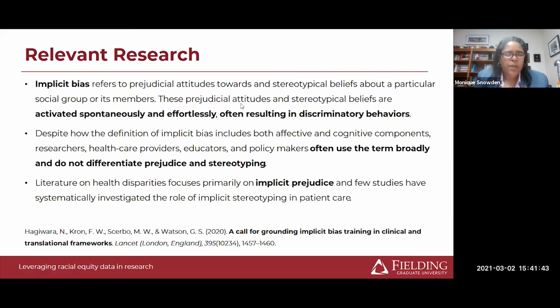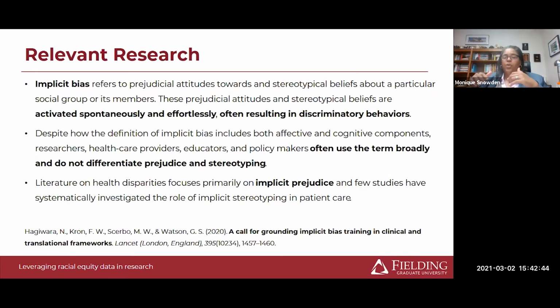So I have one other study here that I want to share with you, and this one is really related to clinical and translational frameworks. It's a call for grounding implicit bias training in clinical and translational frameworks. A really interesting study that said that perhaps the clinical and translational framework itself might be a framework for looking at how to get at implicit bias and associated training. Interesting in this study in particular was that it referred to prejudicial attitudes and stereotypical beliefs. And this one pushed things a little further than we sometimes see, and says that prejudicial attitudes and stereotype beliefs are activated spontaneously and effortlessly, often resulting in discriminatory behaviors.